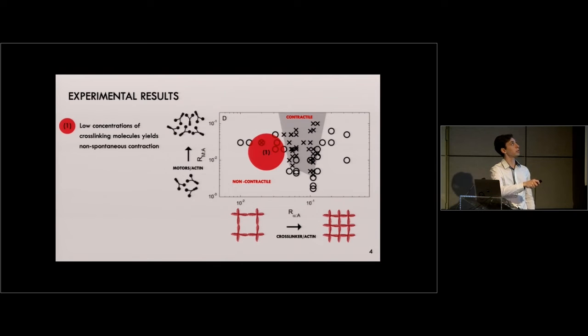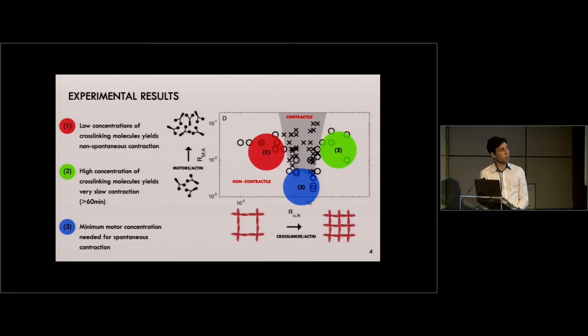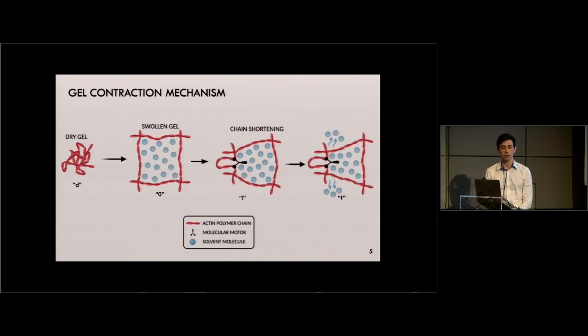So the left bound delineates a minimum amount of chain density for contraction to occur. The right bound delineates a maximum chain density, after which no contractions occur. In reality, these contractions do occur. They are spontaneous, but they're just very slow, so they're considered not spontaneous. And then the third region, the bottom bound, is a minimum amount of motors for the network to contract. No matter what chain density you're at, you need at least a minimum amount of motors for this network to actually contract and the cytoskeleton to contract.